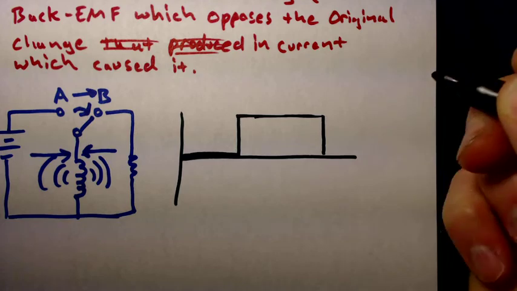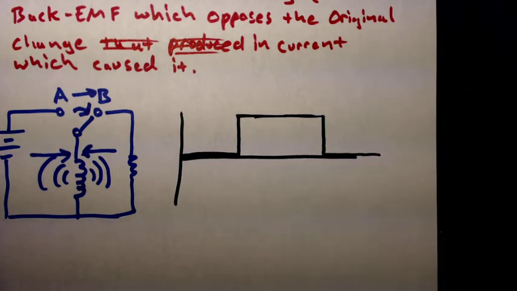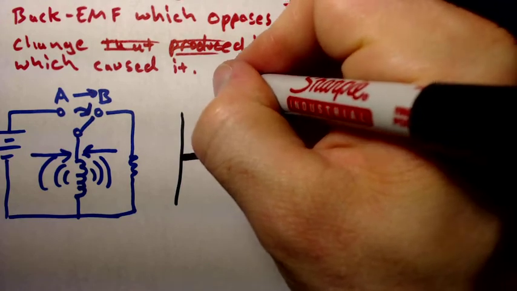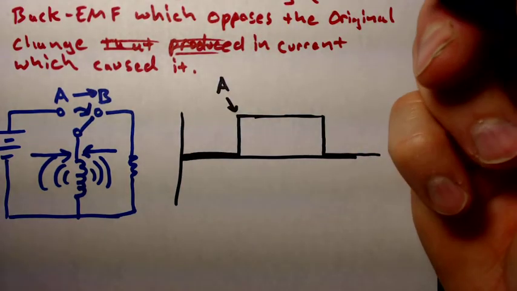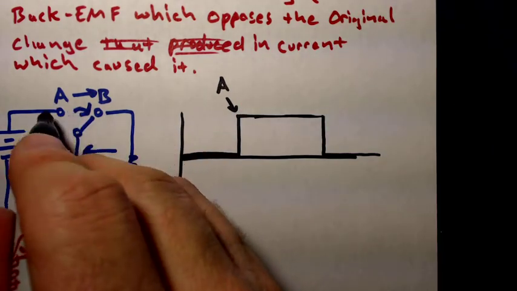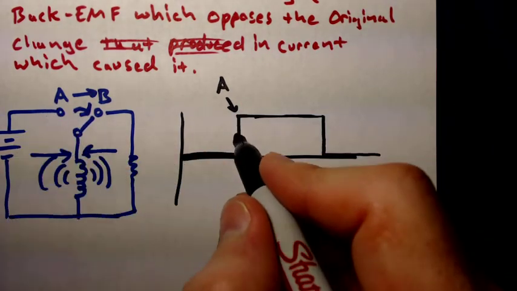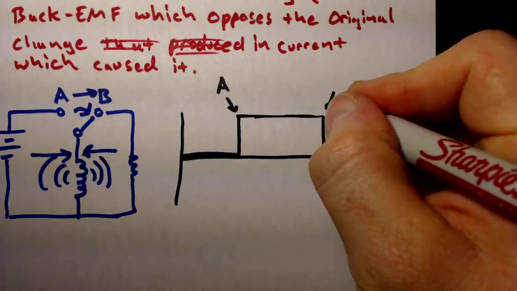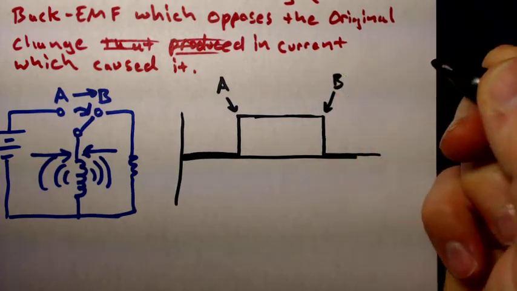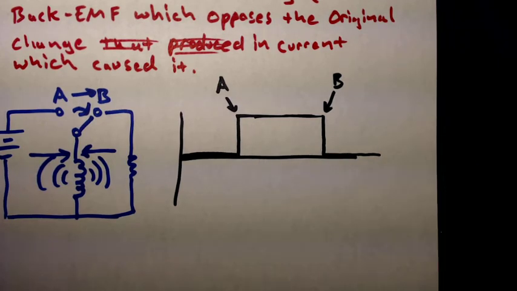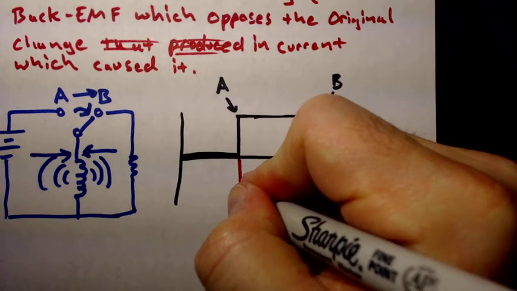Now our current's going down. So let's go ahead and say this was when the switch was thrown from nothing to A, occurred here. And then now we flipped it over to B over here. Now before, when we had the expanding magnetic field, a voltage was induced in this direction.